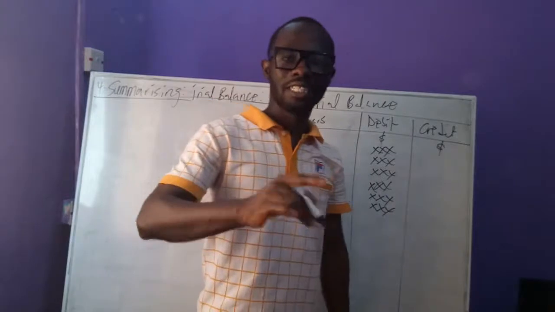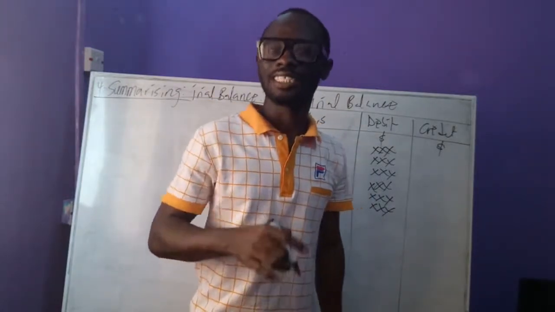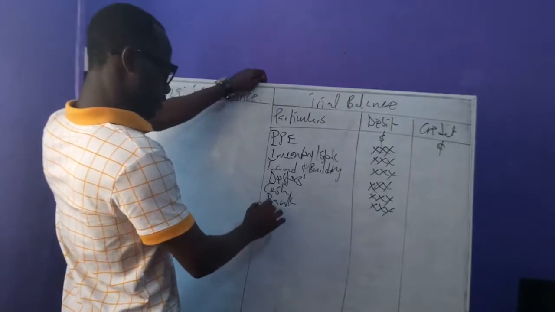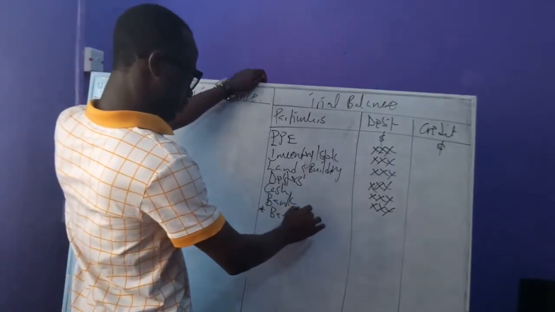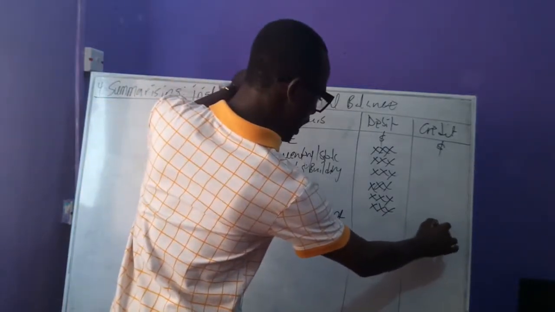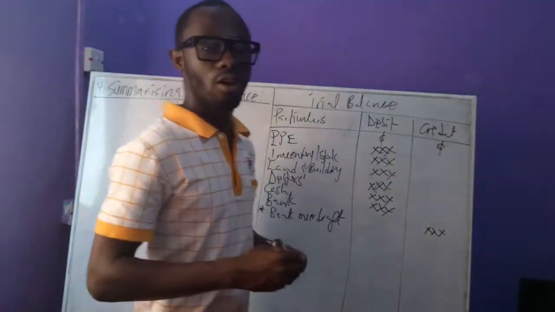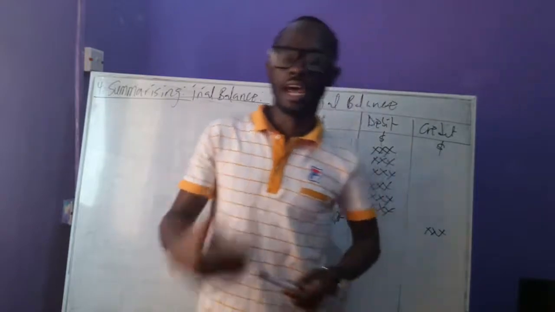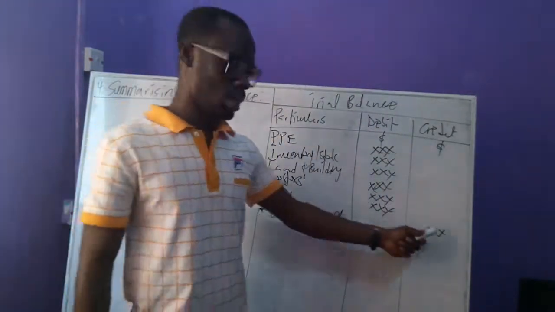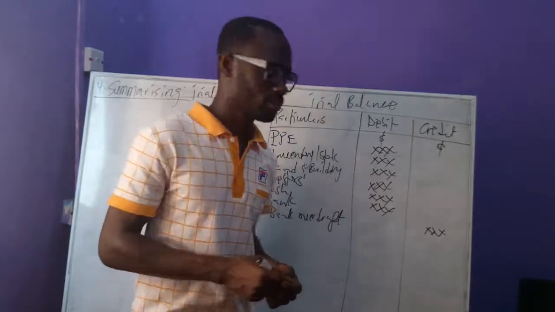But when there is a bank overdraft, it's a liability. So that has a credit. Okay? So let me asterisk that. Bank overdraft is a liability. Why? Because you've withdrawn more than you are supposed to have withdrawn. So it's a liability, so that keeps a credit balance.